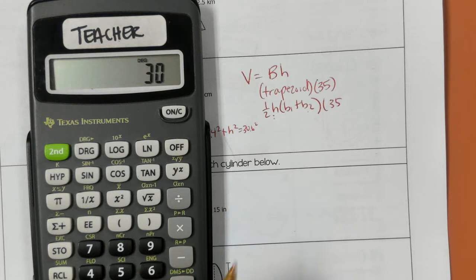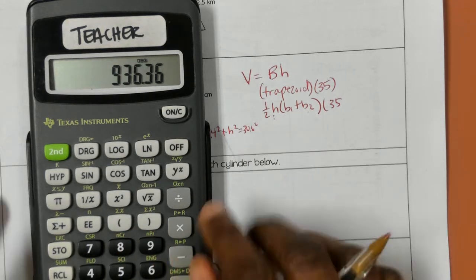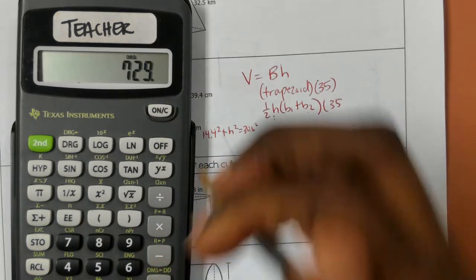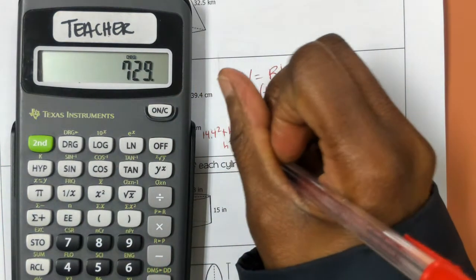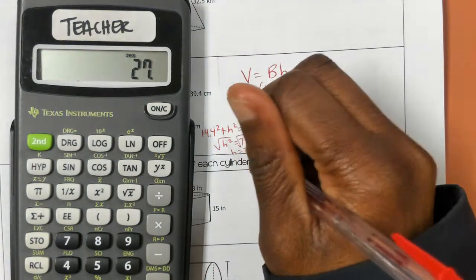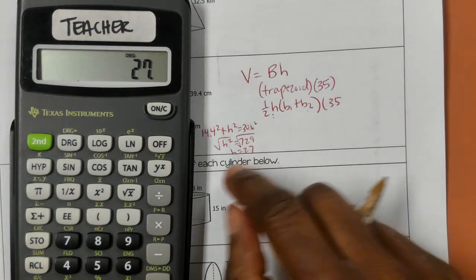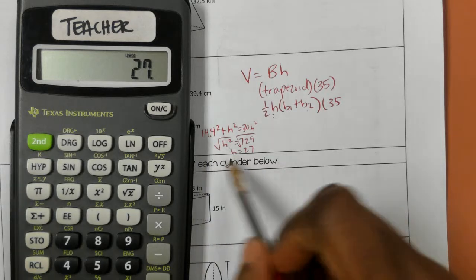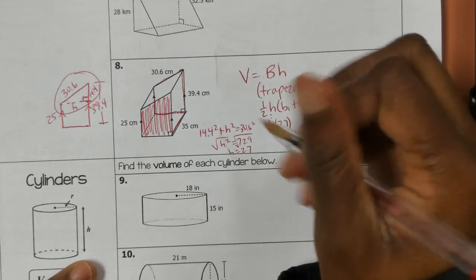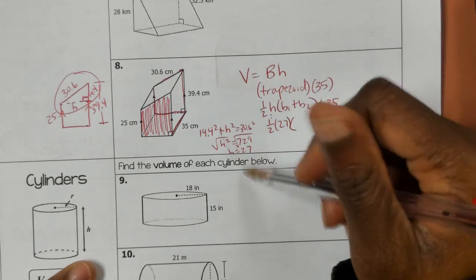So if I do that, 14.4 squared plus h squared equals 30.6 squared. You should be very familiar with solving the Pythagorean theorem at this point if you're in my class, because we do this a ton. Square rooting both sides, you get h is 27. I skipped some steps. Normally I would show all the steps, but because we've done this so often, I'm hoping I don't need to write out every single step for the height.